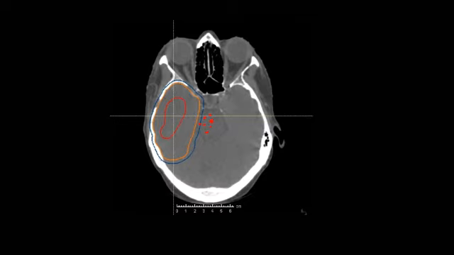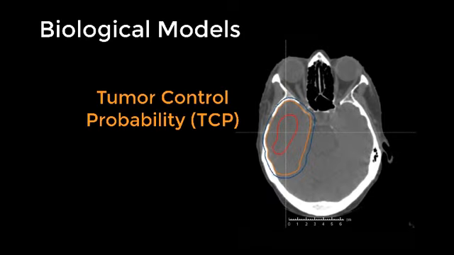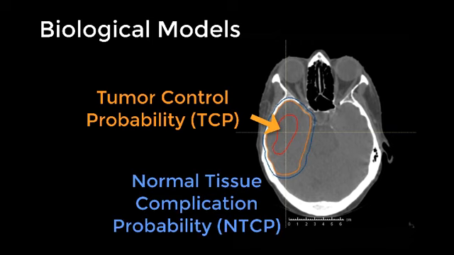So we're going to explore in this video some other ways of describing and modeling the effect of plans on a patient. When we look at these biological models, we look at two things. Tumor control probability, TCP, describes the probability of achieving local control. And then normal tissue complication probability looks at the potential impact, adverse toxicity in an organ at risk that you want to spare. So we'll look at each of these in turn.